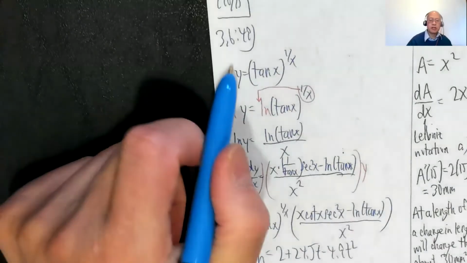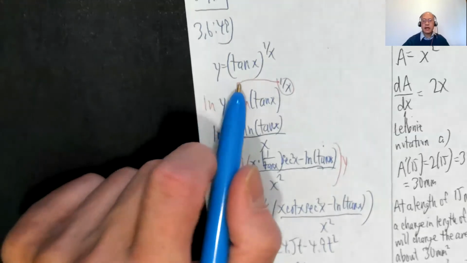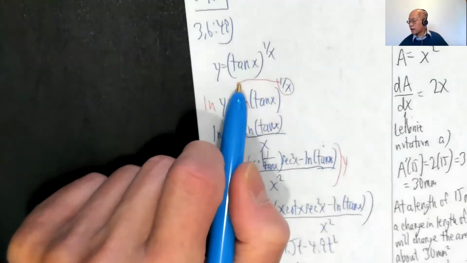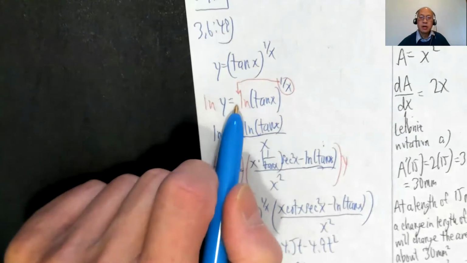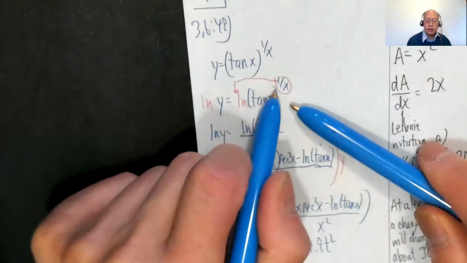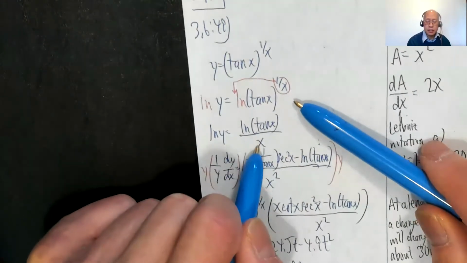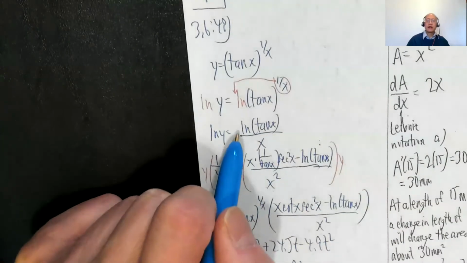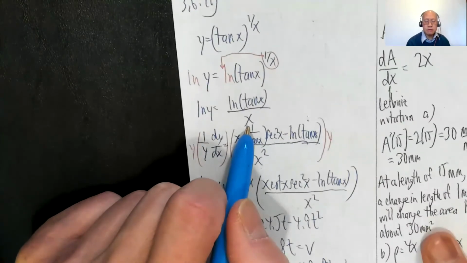Another logarithmic differentiation, 3.6, number 49. Y equals tan x raised to the 1 over x. Okay, so that's a little bit funny. So take the ln of both sides. That brings 1 over x down. In fact, I can put it as a fraction. So ln y is ln tan x over x.